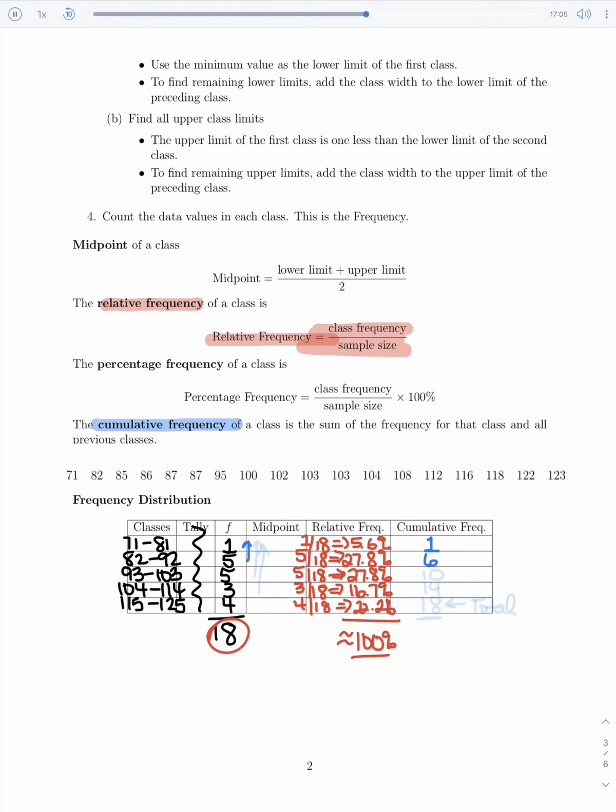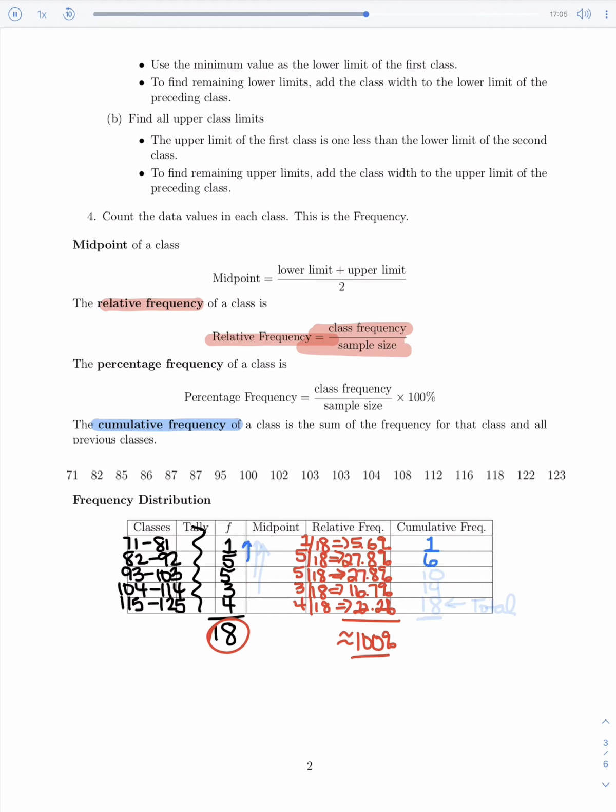Notice your cumulative frequency should always end at your total. They should always be working their way upward to your total because it builds. It's like your final exam. Once I hit the end, I should have everything. And that's it.